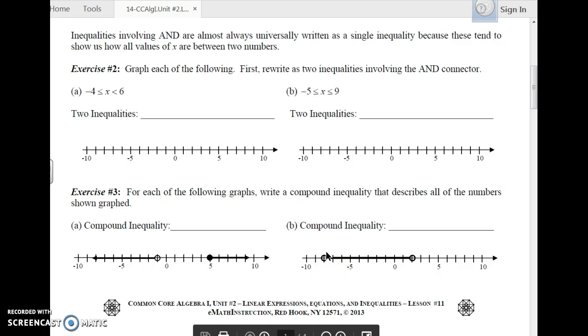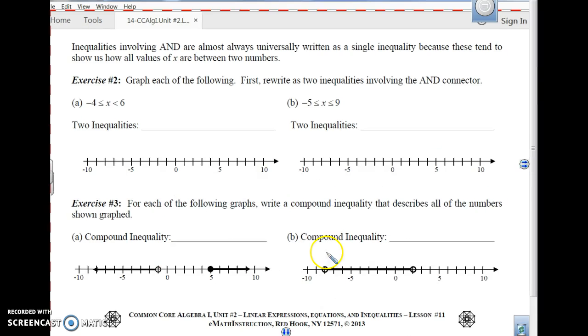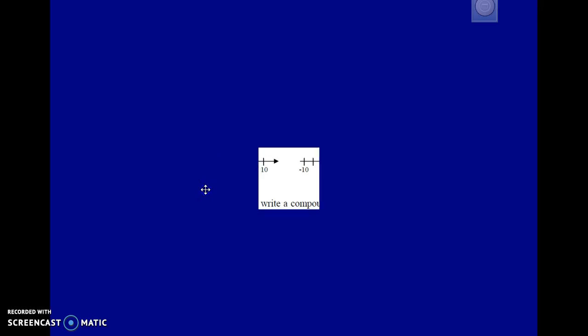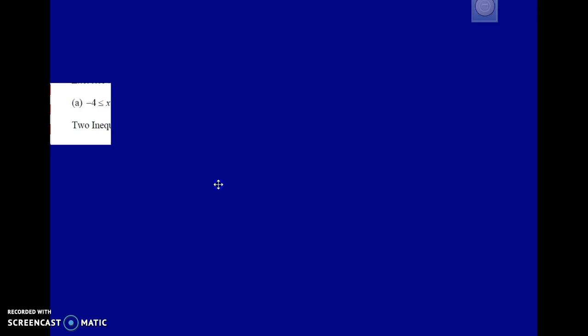Okay, so now that we know that a single inequality can be written for two separate inequalities, let's see if we can transfer the other way. We have negative 4 is less than or equal to x is less than 6. Okay, if we read this from the x, what two inequalities does this give me? Well, if I just look at this half right here, how does x relate to negative 4? It is greater than or equal to negative 4, and it is also less than 6.